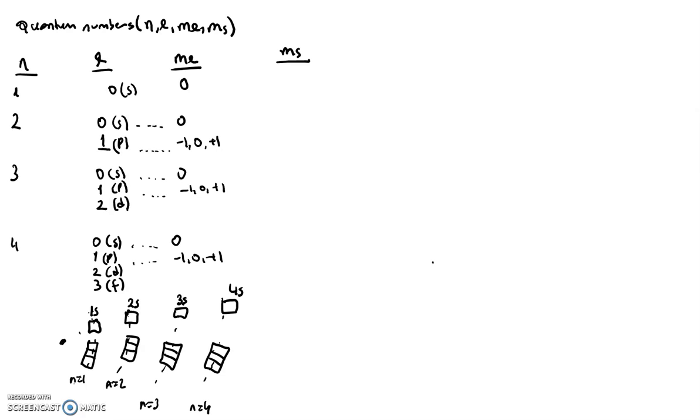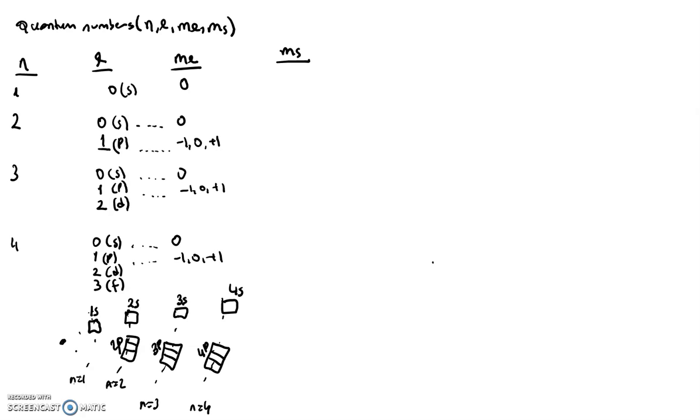I'm sorry, we don't have p orbitals on the first shell, because on the first shell we have just S. So this is going to be 2p, this is going to be 3p, this is going to be 4p.